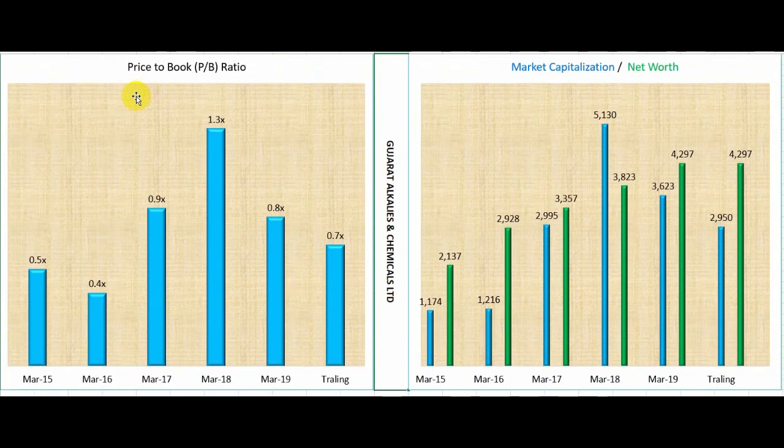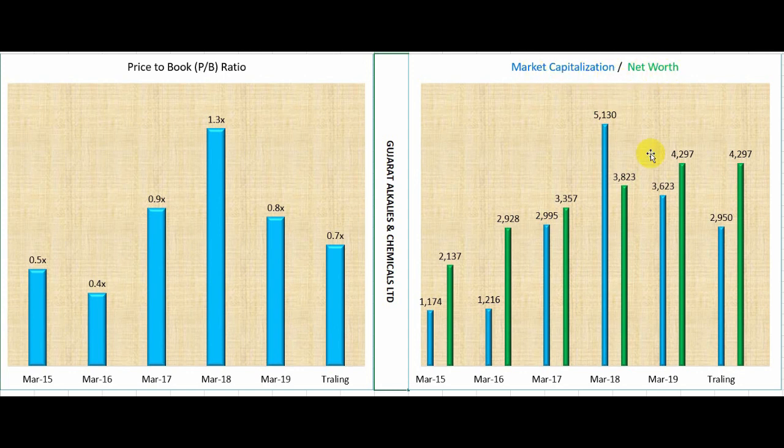Next valuation ratio we are looking at is the price to book ratio or PB ratio. This ratio tells us what is the company's market capitalization or what is the value of the company in the market against what the company is actually worth on the balance sheet. As we saw in March 19, the company's net worth was indicated in green, so I have color coded this. Market capitalization is in blue and net worth is in green.